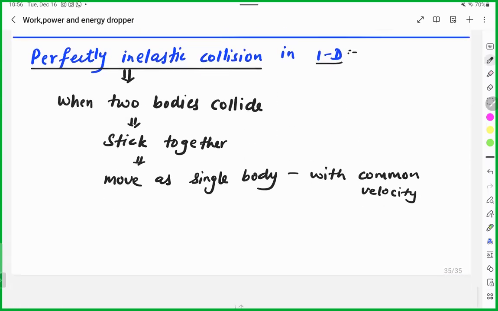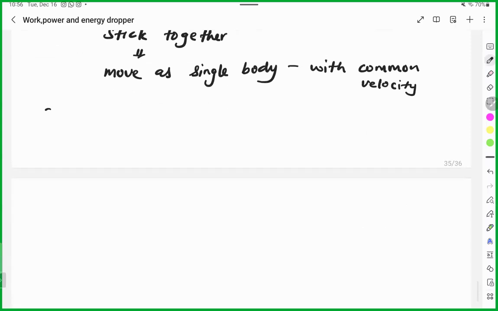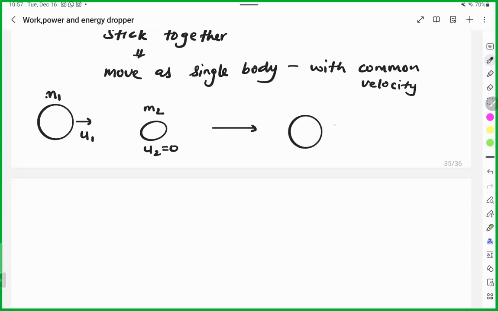You will take the same situation that you have body A with mass m1 and initial velocity u1. Then you take a second body with mass m2 and second velocity 0. So this is before the collision. After collision, what will happen? Both bodies will stick together like this, m1, m2, and they are moving with a common velocity v. Any doubt, guys, in this?